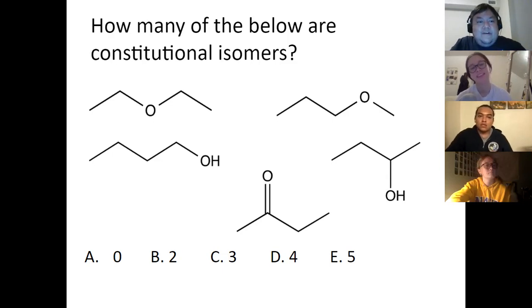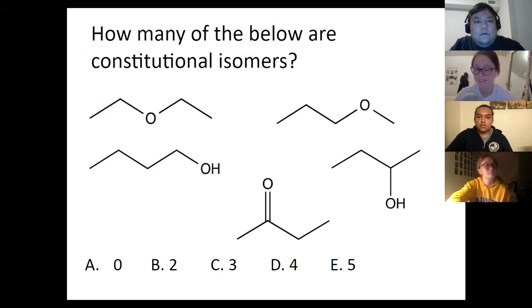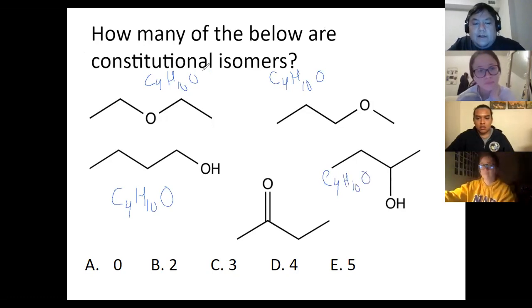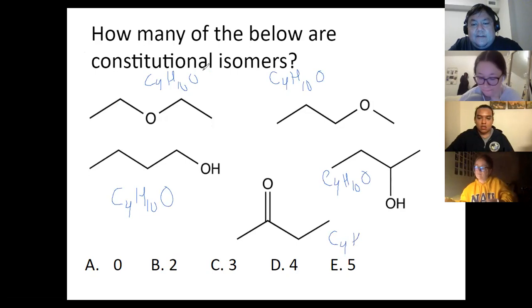Okay. So if I was sitting here, I'd go 1, 2, 3, 4. So this is C4H10O. 1, 2, 3, 4. C4H10O. 1, 2, 3, 4. C4H10O. 1, 2, 3, 4. C4H10O. And then 1, 2, 3, 4. C4H8O.